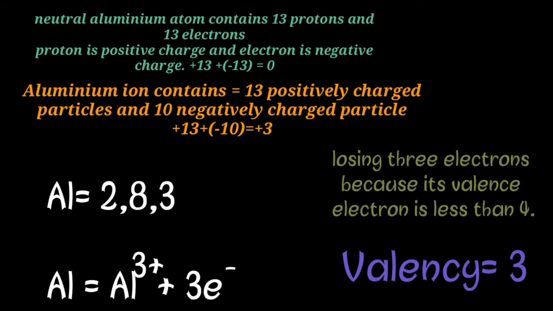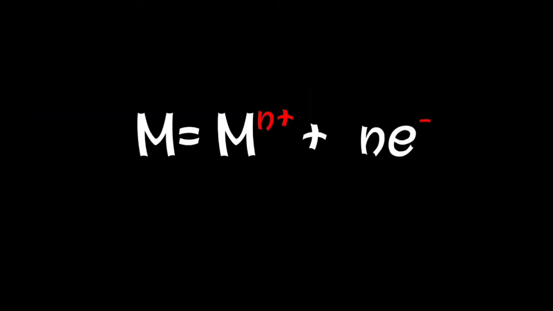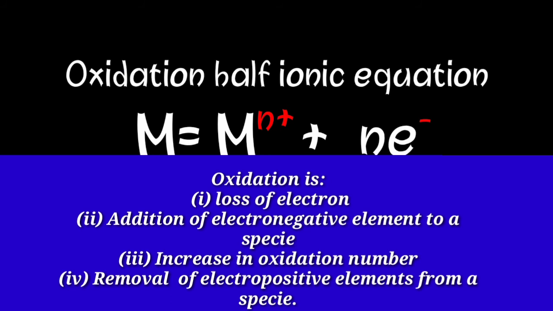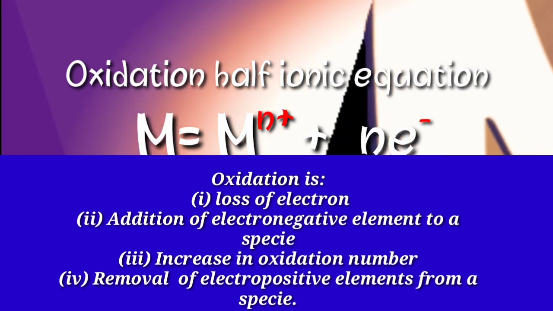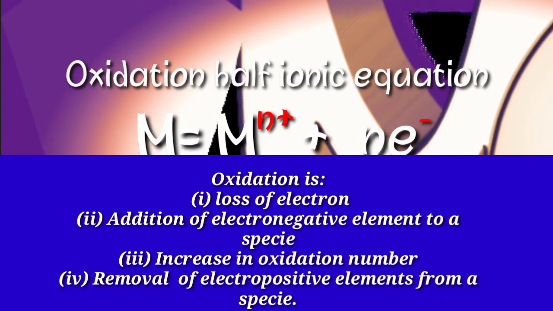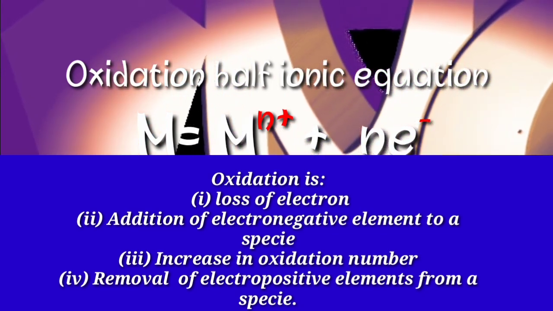A general way of representing this is M gives us M raised to power n plus, plus n electrons. Therefore, the number of electrons gives us the number of charge, and that is called oxidation. Don't say you have to wait till you are in SS2 to know what oxidation is. Oxidation is loss of electron. Each charge increases from 0 to the positive value of the number of electrons it lost.